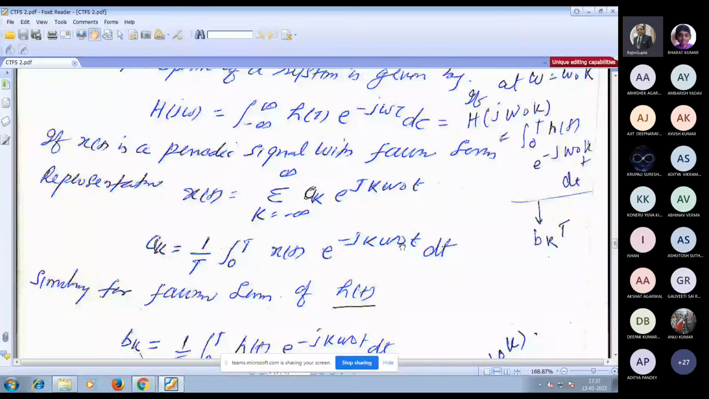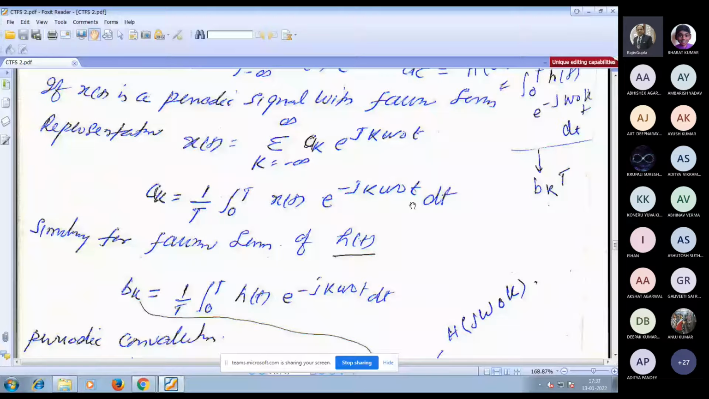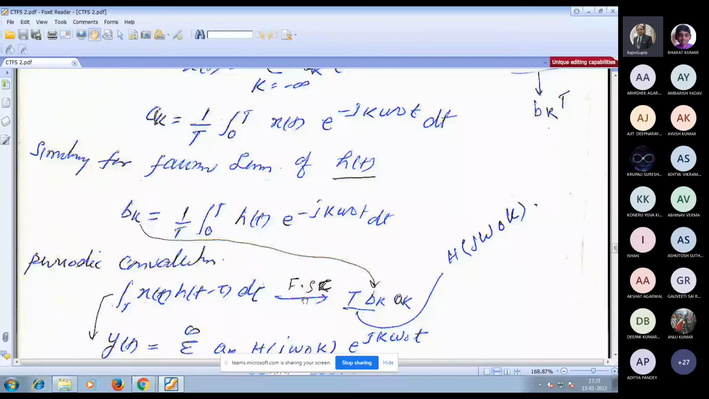Now bk I am going to write as 1 by T, integral from 0 to T of h of t. We can write bk as well as Fourier series coefficients. And according to the periodic convolution, a property in the time domain, because how will you get y of t? You will get y of t by convolving x of t and h of t. Fine. Correct, sir.